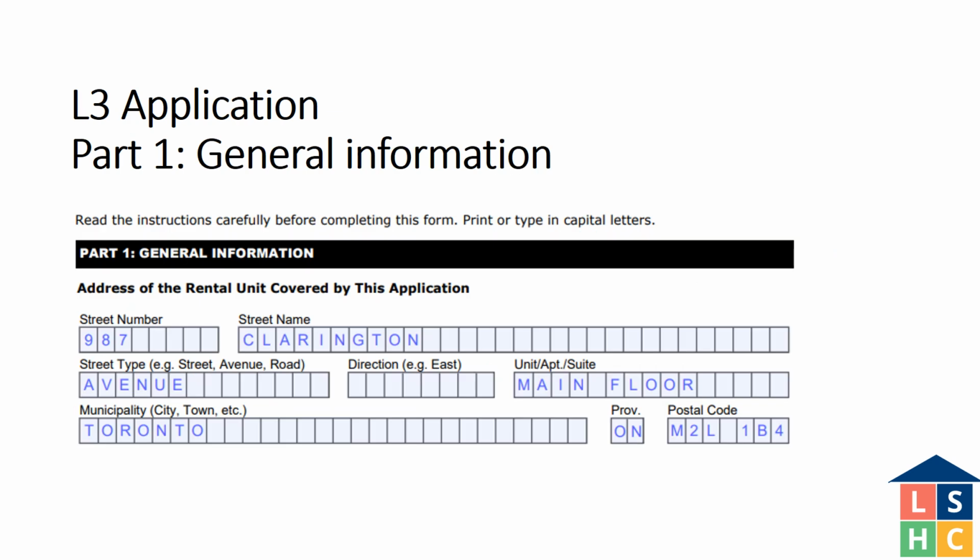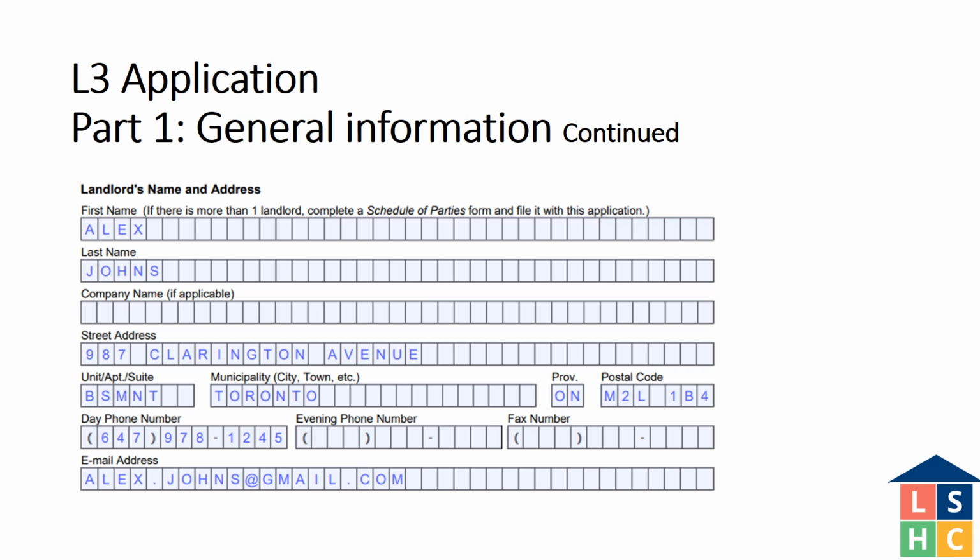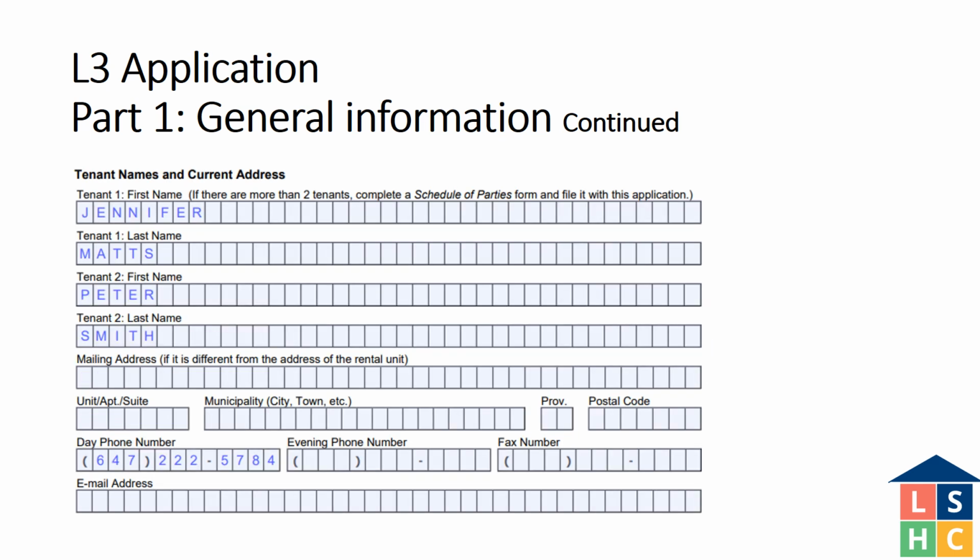Make sure the address on the L3 application is correct and matches what is written on the N9 or N11. If there are multiple landlords, use a Schedule of Parties form from the Landlord and Tenant Board's website to add them to the application. If there are more than 2 tenants, you should also use the Schedule of Parties form to add them to the application.